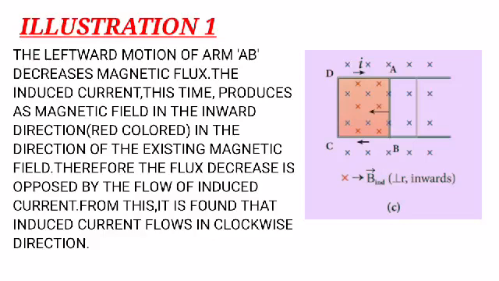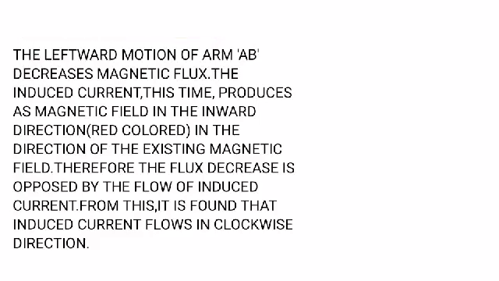The leftward motion of arm AB decreases the magnetic flux. The induced current this time produces a magnetic field in the same direction as the existing magnetic field, figure 4.6c. The decrease in flux is opposed by the flow of induced current. From this, we find the induced current flows in the clockwise direction.